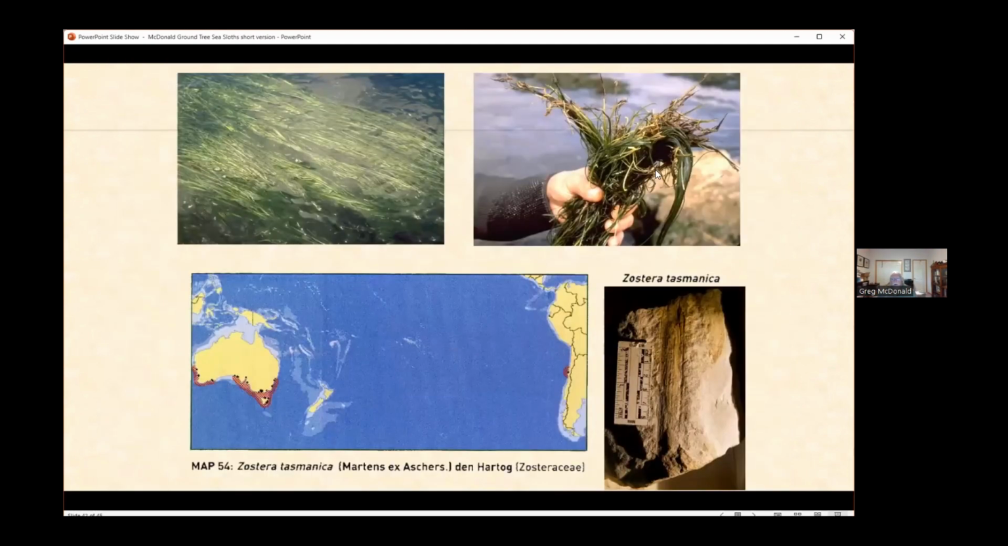So here is an example of what the sloth would have been feeding on. Here's the fossil. Most of it grows around Australia today, but there's actually a relic population in northern Chile, south of Peru. So we actually have a relic population of the seagrass that we find in the Pisco Formation.